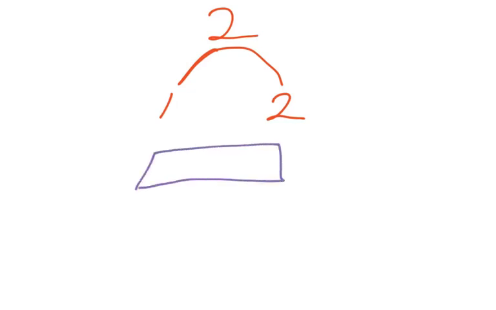Let's try another one. 2. What factors make 2? Well, 1 times 2 makes 2. So does 2 times 1, but that's not another distinct factor pair. That's just repeating the same factor pair I have. So I just have this one little arch in my rainbow. The only area model I can make for 2 is 1 by 2. Therefore, if I can only make one area model, or I only have one factor pair, or two distinct factors, 2 is a prime number.